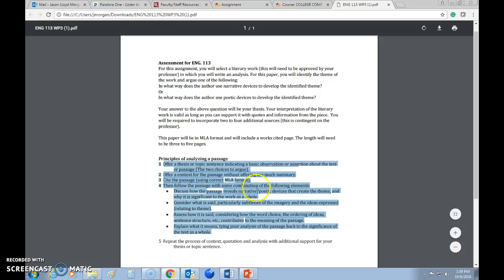And then you follow up the passage with a combination of some of the elements. Describe how it reveals the narrative device. Consider what is said. Assess how it is said: the word choice. Why do they choose that? Explain what it means. Again, as it says, your interpretation of the literary work is valid as long as you can support it with quotes and information from the piece. So this is your interpretation of the thing that backs up your point, and it's valid as long as it backs it up.